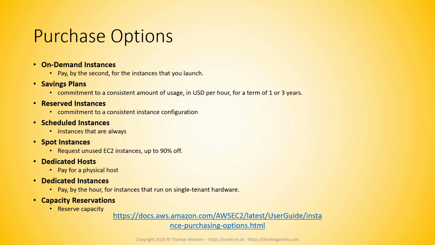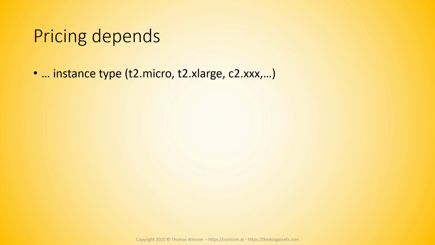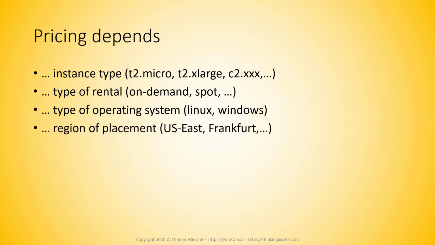So the pricing really depends on the instance type. For example, a T2 micro costs less than a T2 xlarge. The type of rental. So maybe you are lucky and you get a T2 large for the same price as a T2 micro because the large might be a spot instance and the T2 micro might be an on-demand instance. The type of operating system you're running on. Linux is usually cheaper than Windows. And additionally, the region of placement. So US East is usually cheaper than Frankfurt.